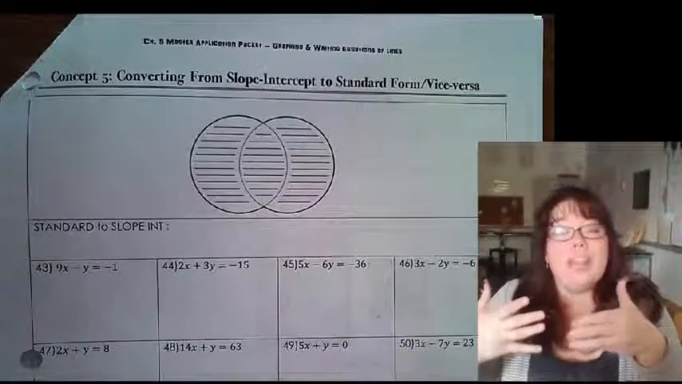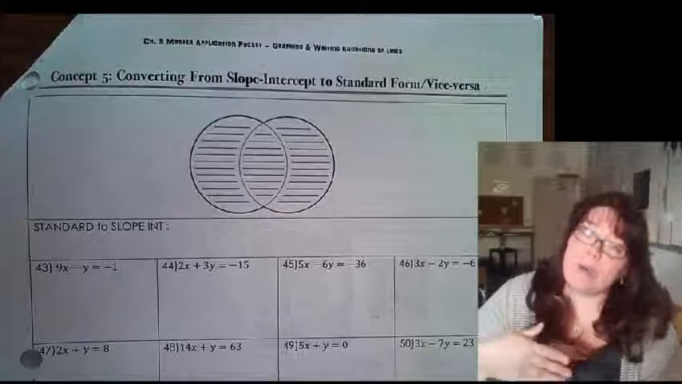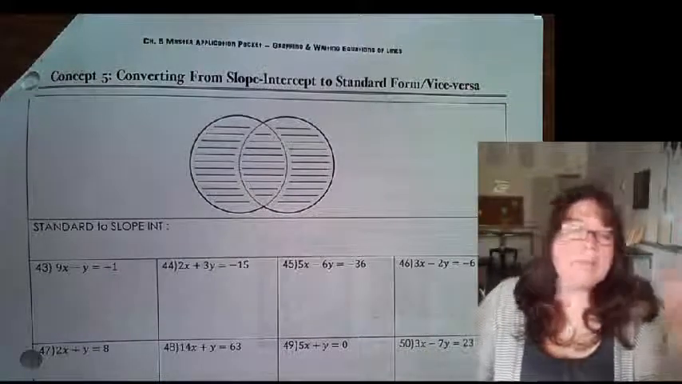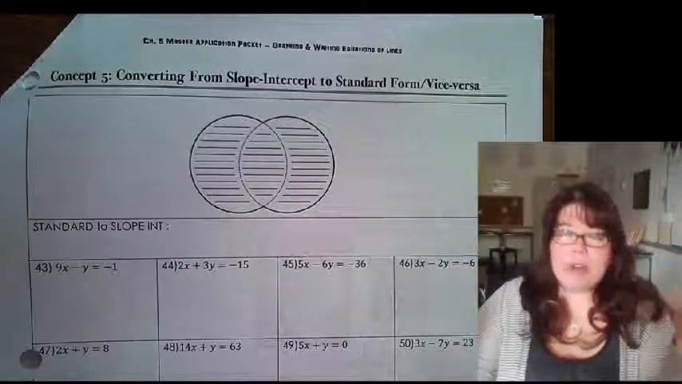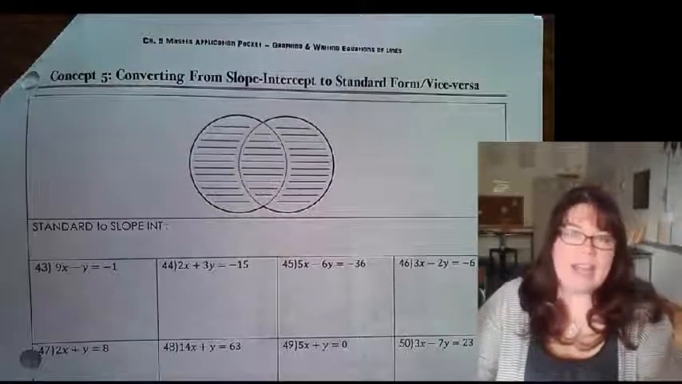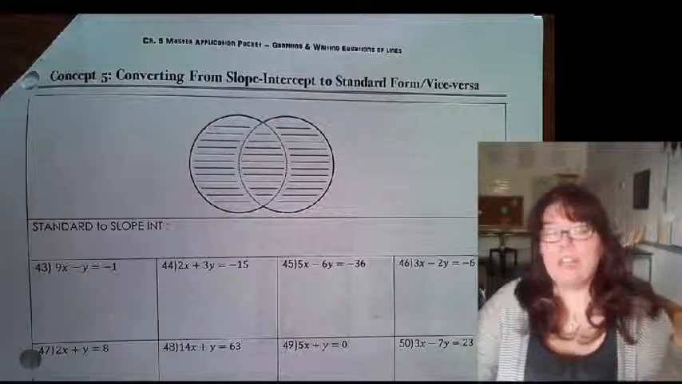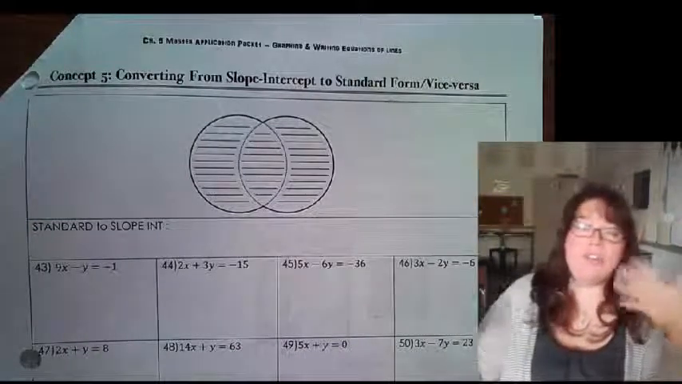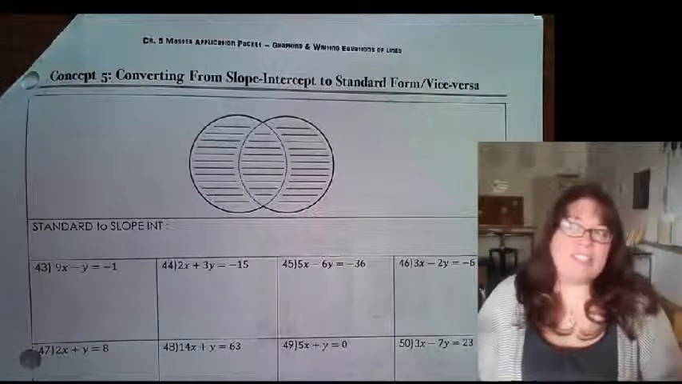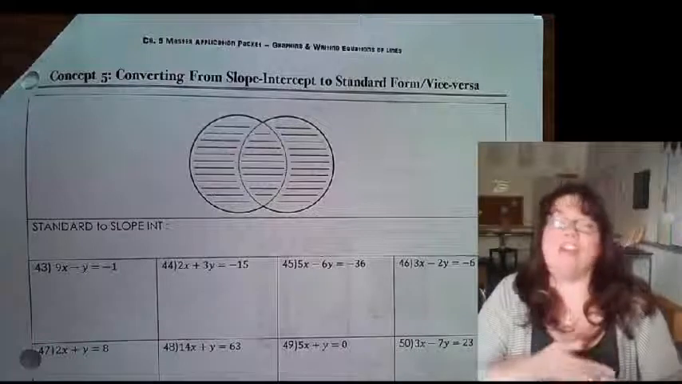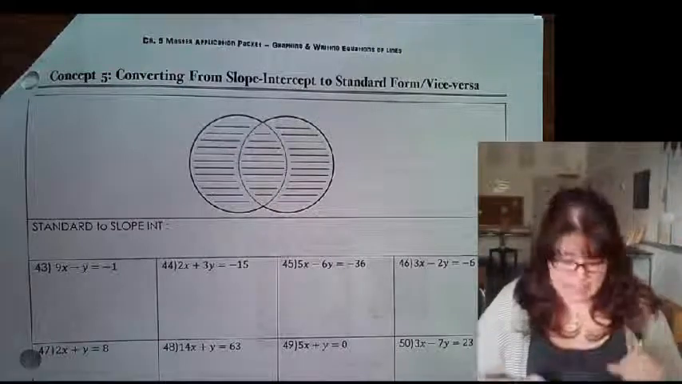The first thing that we're going to look at is how to convert from standard form to slope-intercept form. Because sometimes standard form is easier to graph. You can find the intercepts and connect them. Sometimes slope-intercept is easier to graph because you can find your y-intercept and you can use your rise over run. It just depends on the equation. If it's working one way, great. But if it's not working, you want to be able to change it to the other. So let's take a look.